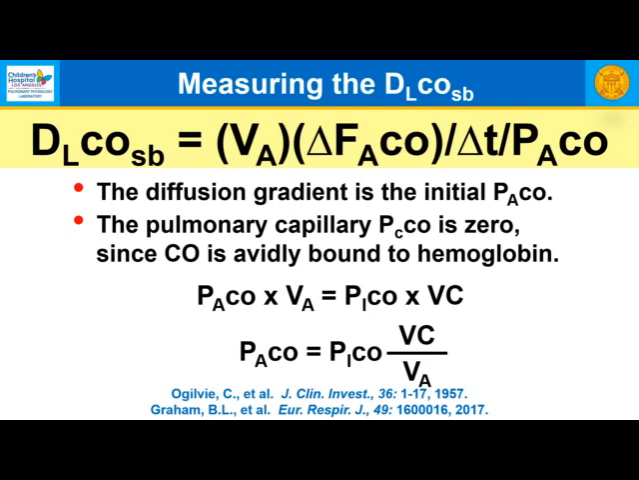The diffusion gradient is the initial P alveolar CO that we calculated, remember? The pulmonary capillary PCO is 0, since CO is avidly bound to hemoglobin. Therefore, the alveolar PCO is going to be equal to the inspired PCO times vital capacity over the alveolar volume. So it's going to be somewhat less than this inspired CO, depending on how big the alveolar volume is compared to VC and how much CO has diffused throughout the lung in that 10 seconds.